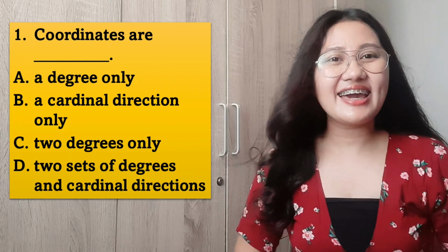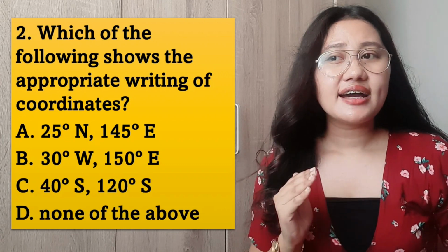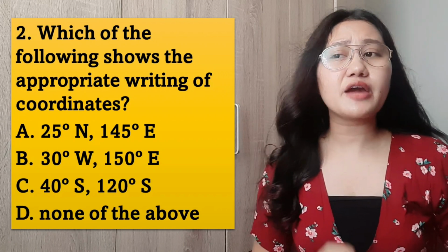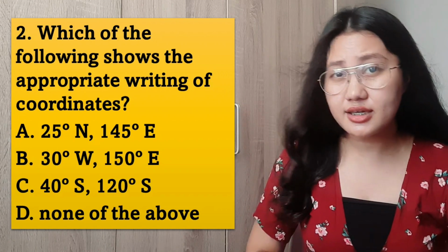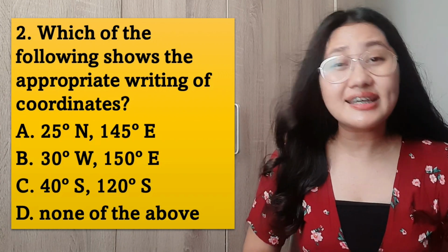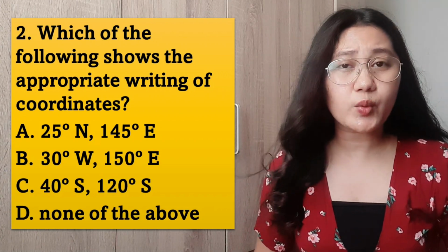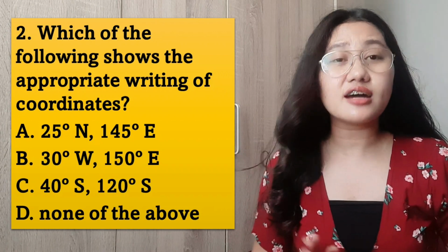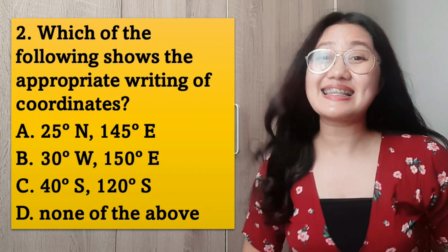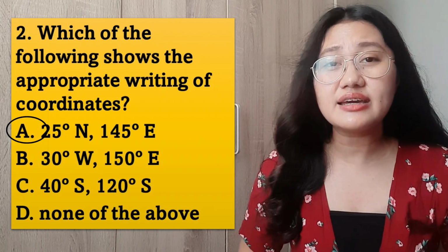Very good. Okay, number 2. Which of the following shows the appropriate writing of coordinates? Letter A, 25 degree north, 145 degree east. Letter B, 30 degree west, 115 degree east. Letter C, 40 degrees south and 120 degrees south. Or letter E, none of the above. What is the answer? Okay, very good. That's letter A, 25 degrees north and 145 degrees east.